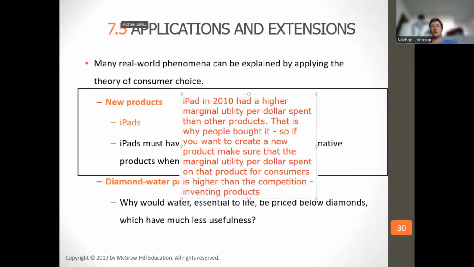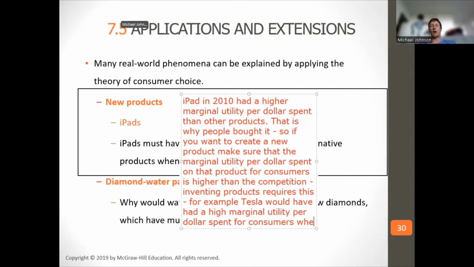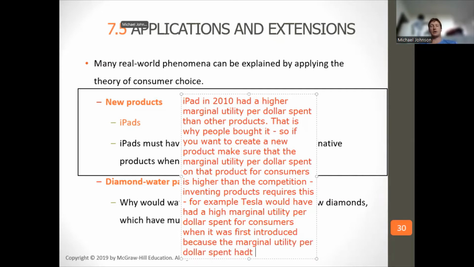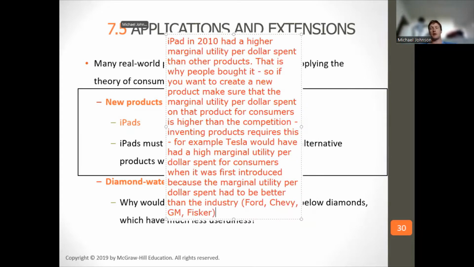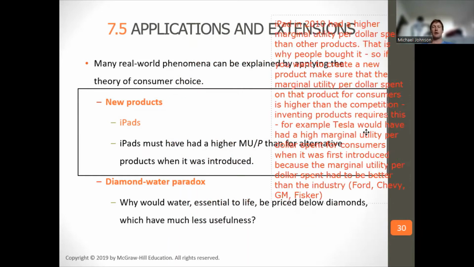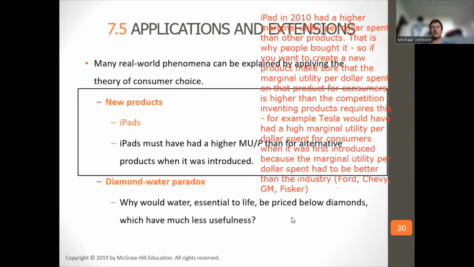Inventing products requires this. For example, Tesla would be a good example. It would have had a high marginal utility per dollar spent for consumers when it was first introduced, because the marginal utility per dollar spent had to be better than the industry: Ford, Chevy, GM, Fisker, etc. So can you think of another product that required a high marginal utility per dollar spent to compete?